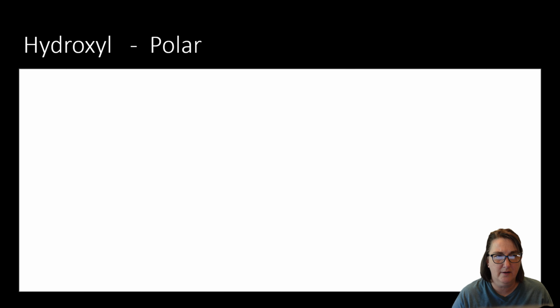Here I have hydroxyl. Hydroxyl is considered to be a polar functional group. So a functional group is something that attaches to a carbon backbone. Here I see an R. This R is kind of representing where a carbon would be, or a carbon molecule that's over here off to the side. And then off that I would have a hydroxyl. A hydroxyl is an oxygen and a hydrogen together.